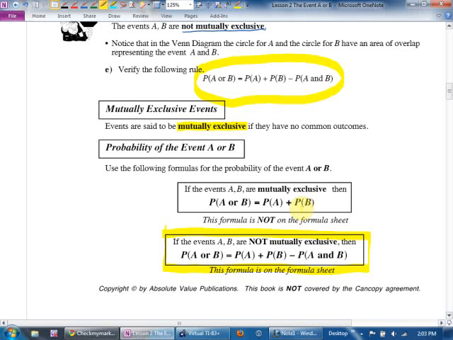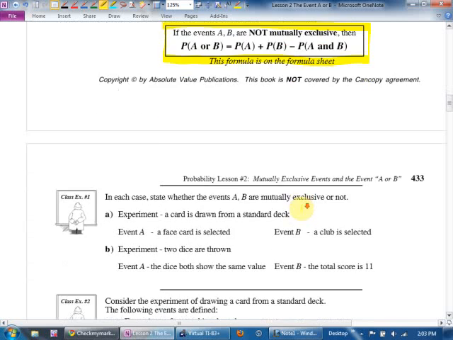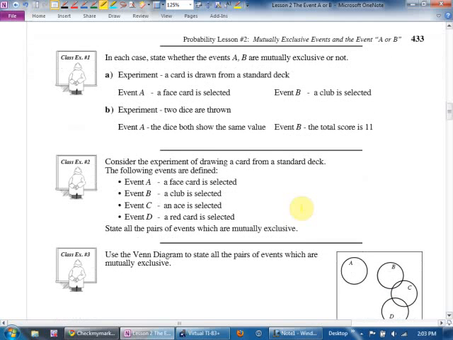So, example one. State whether the events A and B are mutually exclusive or not. A lot of this you can do with straight common sense. What you're asking is, is it possible for something to be both of these at the same time? Can you be a face card and a club? What's a face card? Jack, queen, or king. Is it possible to be a club and a jack, queen, king? So these are not mutually exclusive.